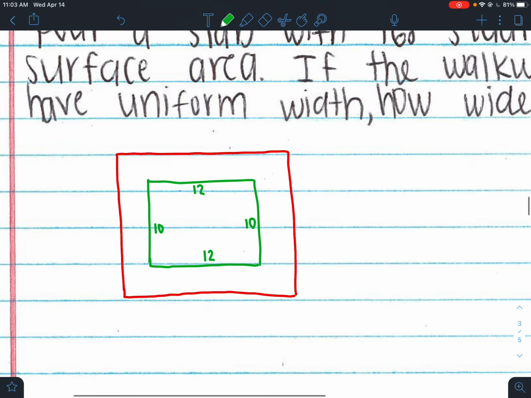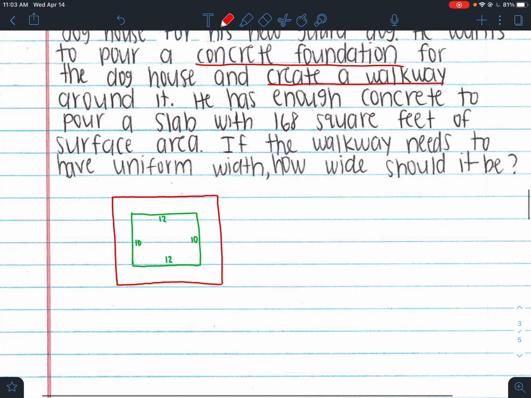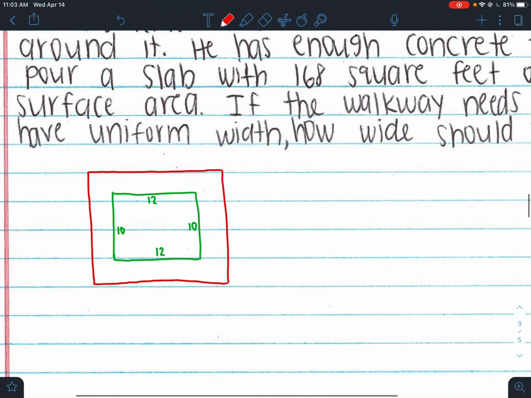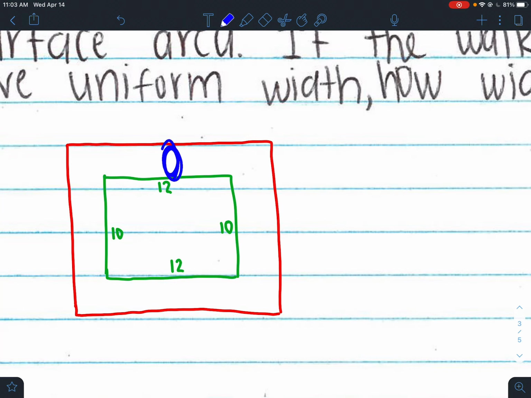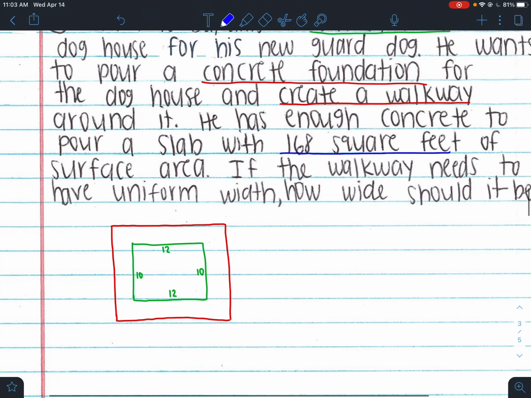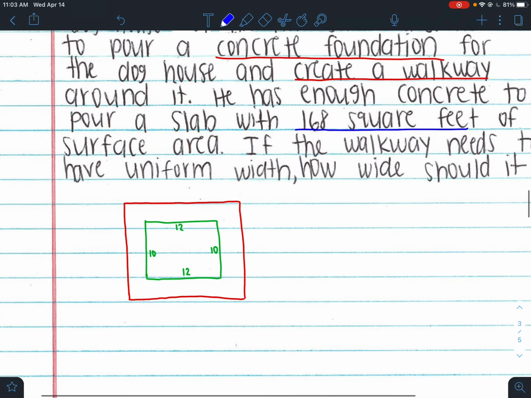So what do we basically need to figure out here? We want to know how wide this area is supposed to be around, because we want it to be the same around the entire thing. We know we have enough concrete to pour 168 square feet for the entire thing. So that big red box can fill up 168 square feet, but we want to figure out how much room we are going to have to walk around this doghouse. And it's a pretty big dog. This is a 10 foot by 12 foot doghouse.